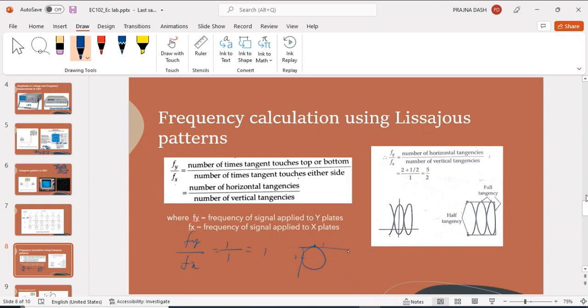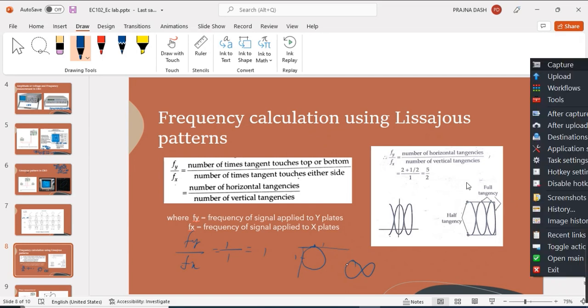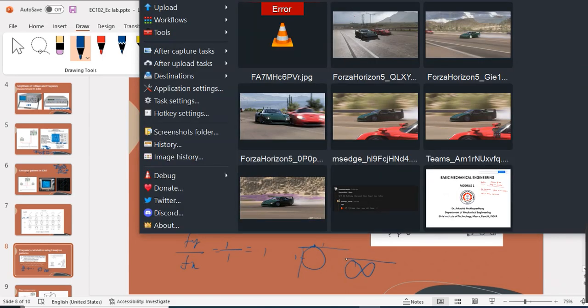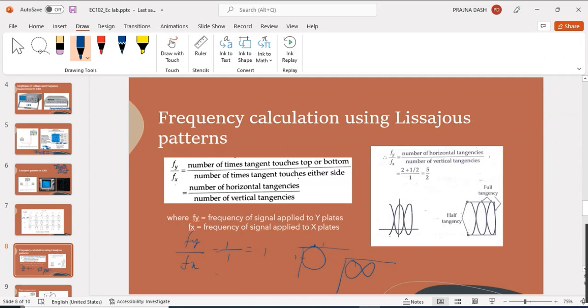Okay. Suppose you are having a pattern like this. In the horizontal tangency and vertical tangency, in that case horizontally 2 times it is touching. So horizontal tangency is 2, and vertical tangency is in one place where it is touching the pattern. So it is 2 by 1. So we can say Fy by Fx is 2 by 1. That means your Fy will be twice Fx.